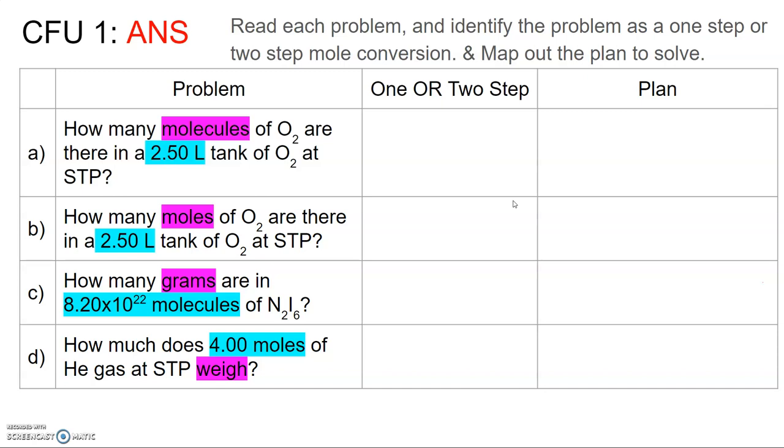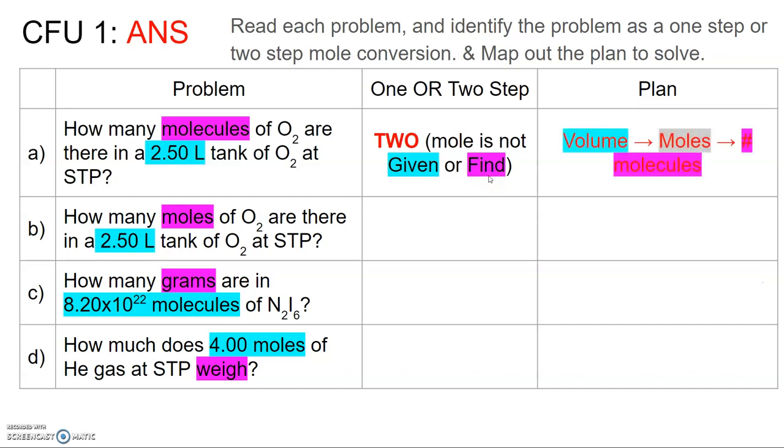Okay, so let's go through these answers. The first problem asks, how many molecules of O2 are there in a 2.5 liter tank of O2 at STP? Notice that we're going from the volume to number of molecules. Our given and our find, neither of them are in moles, so that's our clue that this is a 2-step mole conversion. In terms of plans, we would go from what we're starting with, our volume, to the moles, and then from there to the number of molecules. Remember, for these 2-step problems, you're always going to have moles in the middle of your plan.